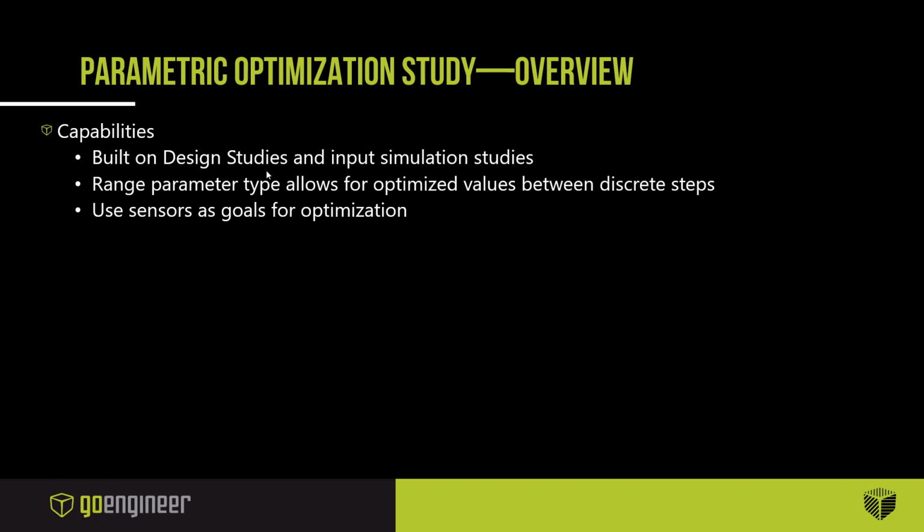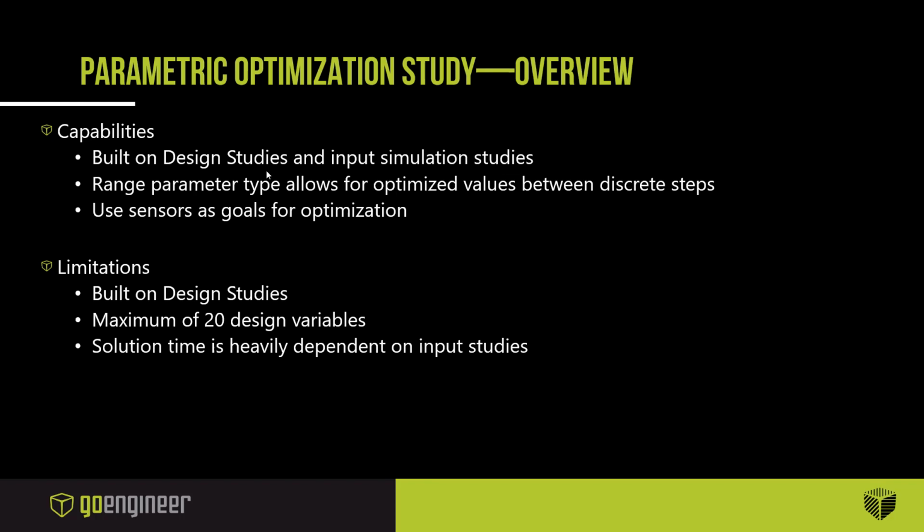In terms of limitations, once again, because it's built on the back of a design study, it inherits all the limitations of a design study, namely that it cannot create new features for you. It can't create new sketches or dimensions or parameters. It can only work with what's explicitly been modeled in the part already. In addition, we technically have a limit of 20 design variables, though realistically, I rarely encounter anyone who's gone that far. Normally it's really just 4 to 5 of the most important ones, for solution time's sake.